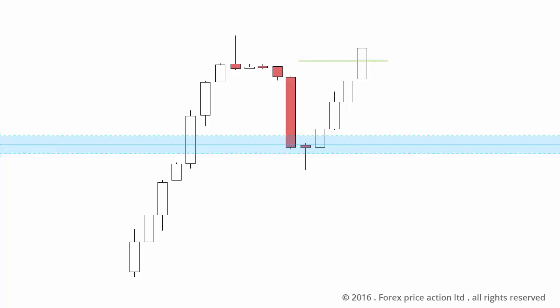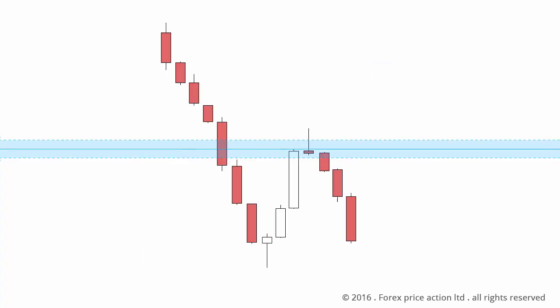So buyers took control of price, pushed up to our target. This was a nice little successful continuation reversal trade. A short continuation reversal trade would look like this. The bearish trend breaks below support, comes back up to support, forms indecision, and then continues down. Now that you know the story behind continuation reversal trades, let's look at the final type of reversal trade that I take.